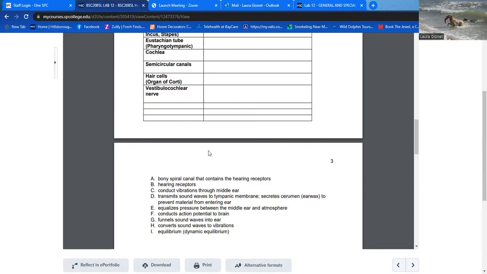Right. We have A, the bony spiral canal that contains the hearing receptors. That is the cochlea. B, the hearing receptors, are the hair cells of the organ of Corti. C, conducts vibrations through the middle ear. That would be the ear ossicles: malleus, incus, and stapes.